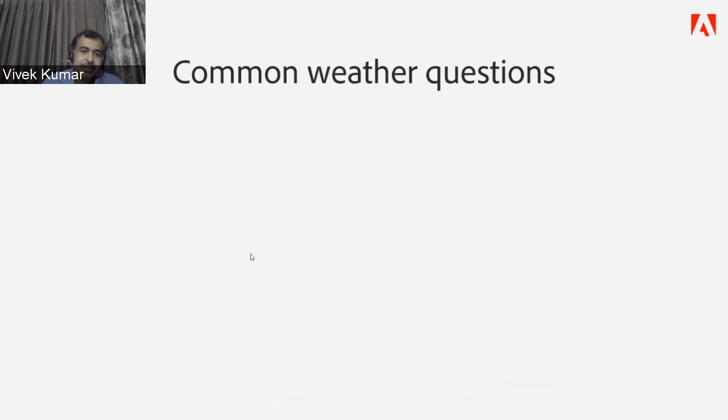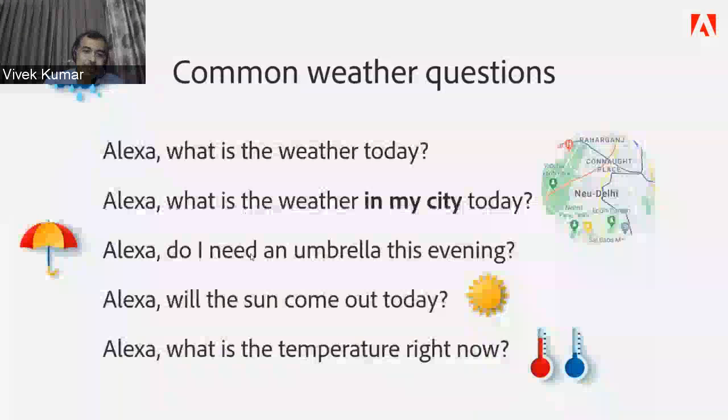Like, moving ahead, asking Alexa about the weather is one of the most common things. The common questions are like, "Hey Alexa, what is the weather today?" Or people could ask, "What is the weather in my city today?" And people ask in different ways. Now, this is a different dimension.